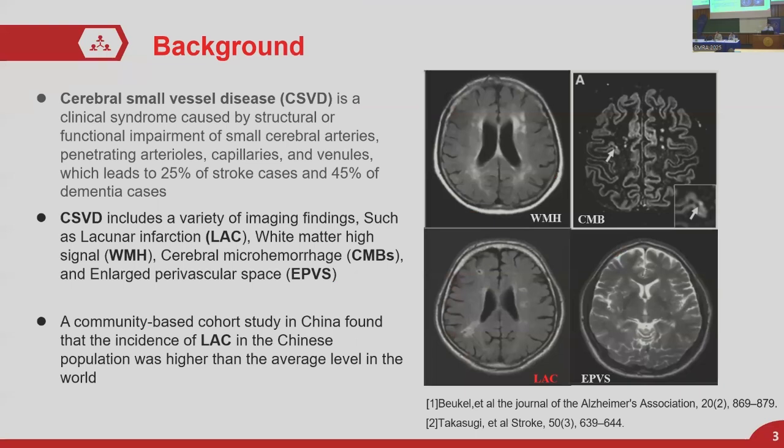Cerebral small vessel disease is a clinical syndrome caused by structural or functional impairment of small cerebral arterioles, capillaries, and venules, which can lead to various cerebrovascular events. It includes a variety of imaging findings, such as lacunar infarction, white matter high signal, cerebral microhemorrhage, and enlarged perivascular space. A community-based cohort study in China found that the incidence of lacunar infarction in the Chinese population was higher than the average level in the world.